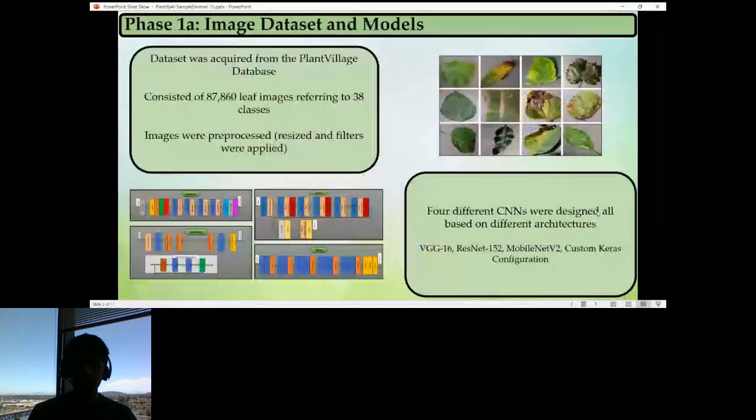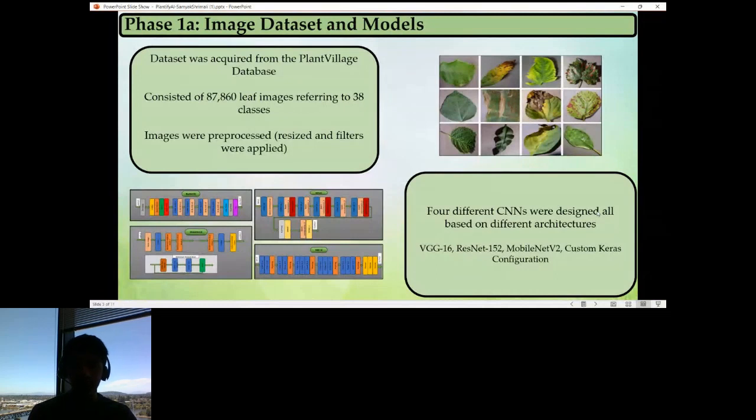So the development of the application was split into multiple phases. In the first phase, an efficient and accurate deep learning model was designed through the analysis and comparison of 16 different neural networks based on various architectures and image processing filters. To obtain the optimal model, first an image dataset was obtained and pre-processed. The dataset was acquired from Plant Village and consisted of 87,860 leaf images referring to 38 plant classes.